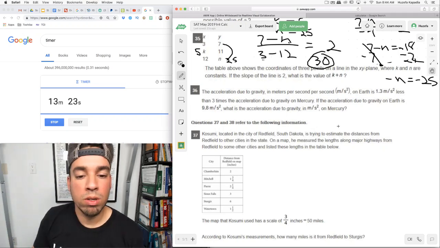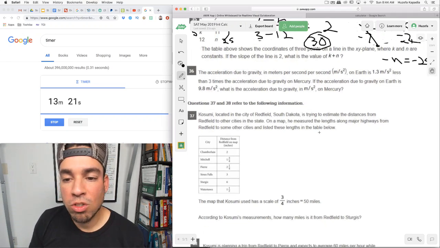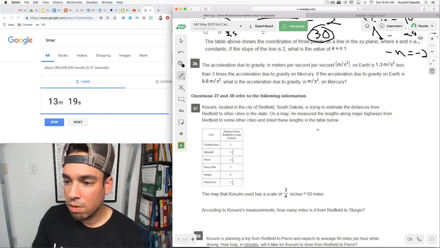All right, 3 questions left. The acceleration due to gravity is whatever on Earth.